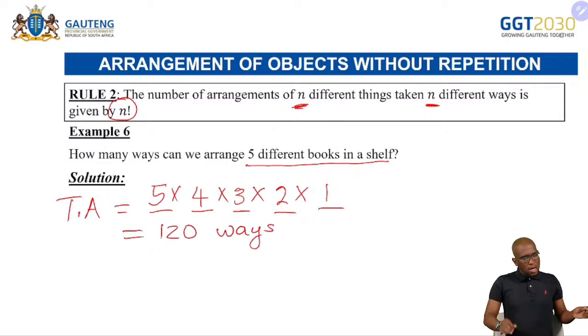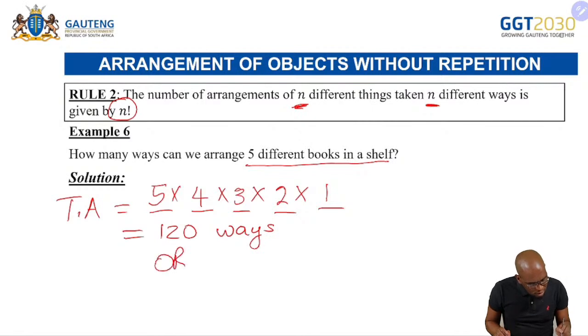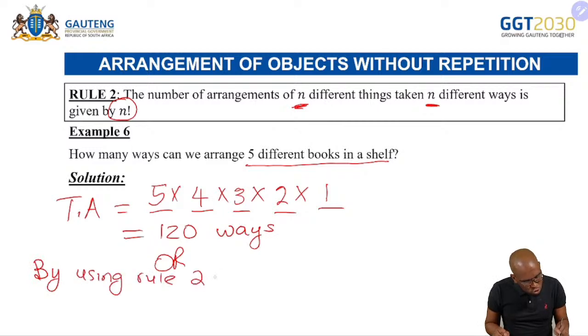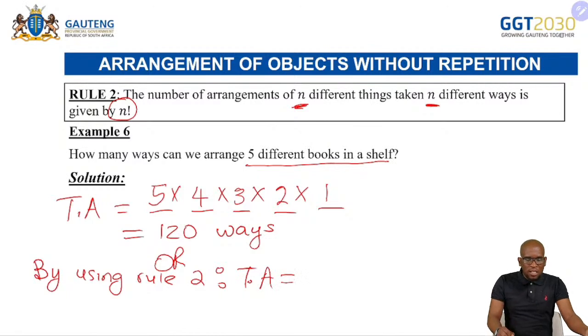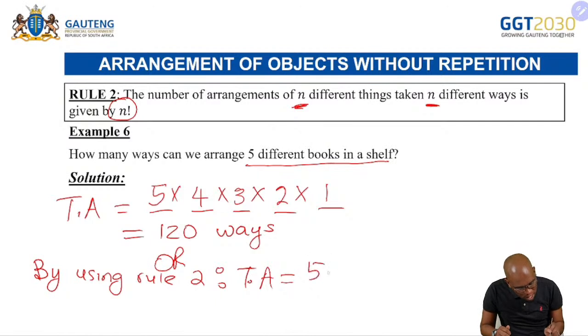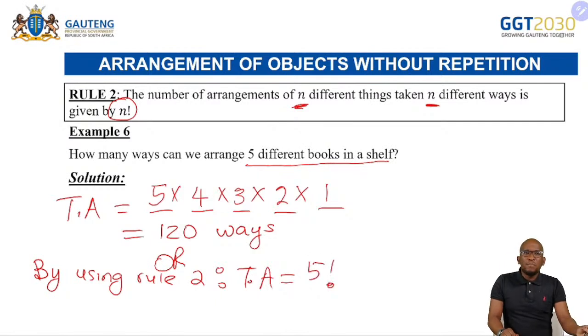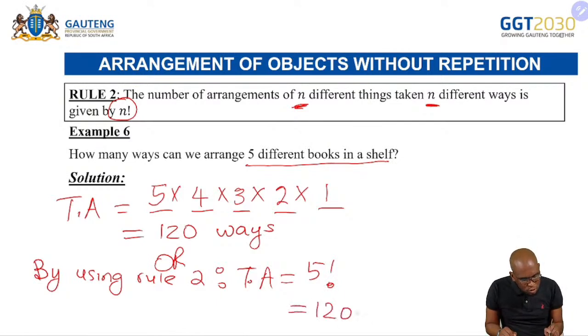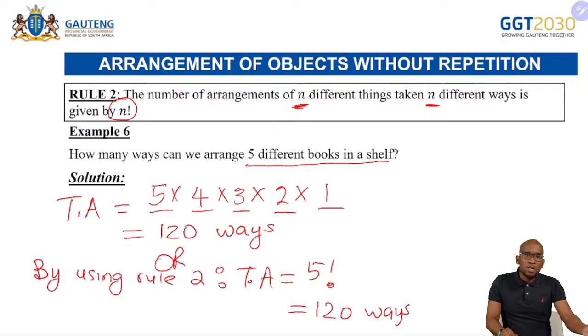120 ways. Alternatively, by using rule 2, the total arrangements will simplify to this. Since we have 5 different books, and we want to arrange all 5, that would be given by 5 factorial. And if you put 5 factorial in your calculator, you're going to get that it is equal to 120 ways. It is exactly equal to 120 ways.